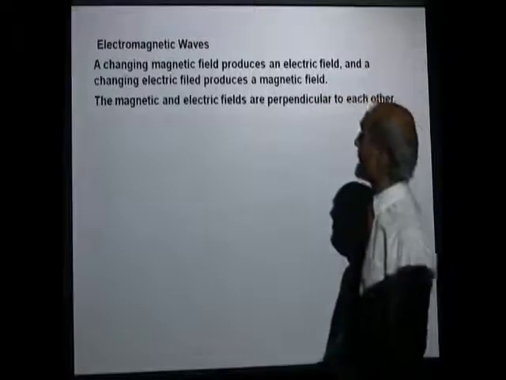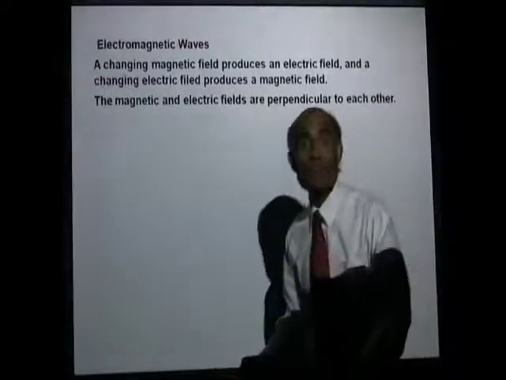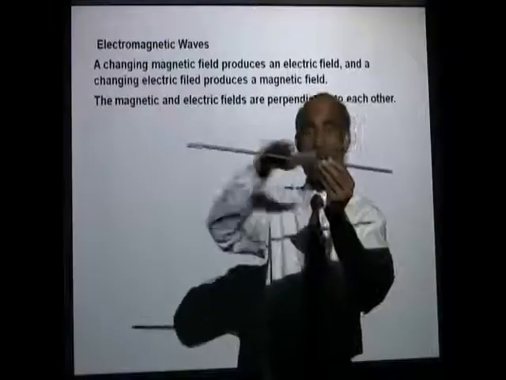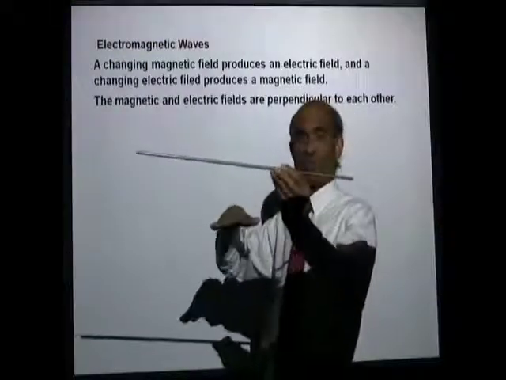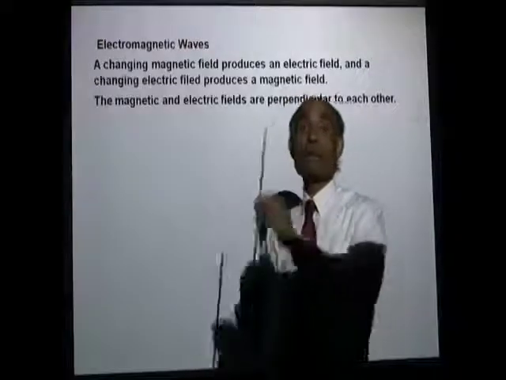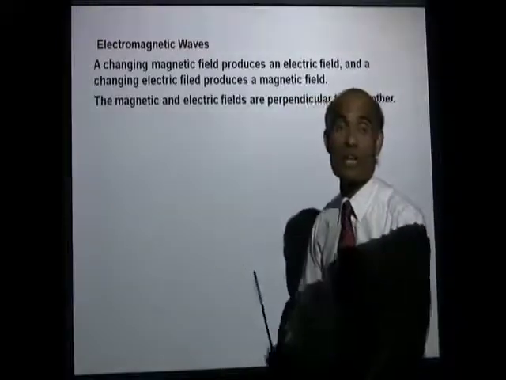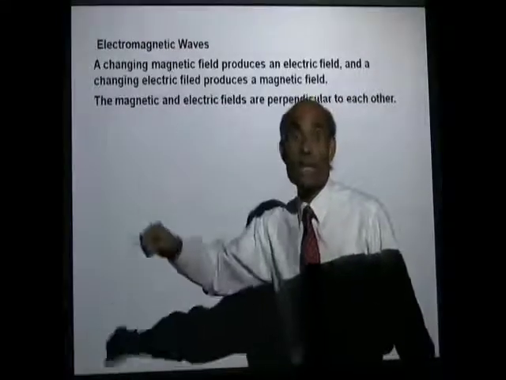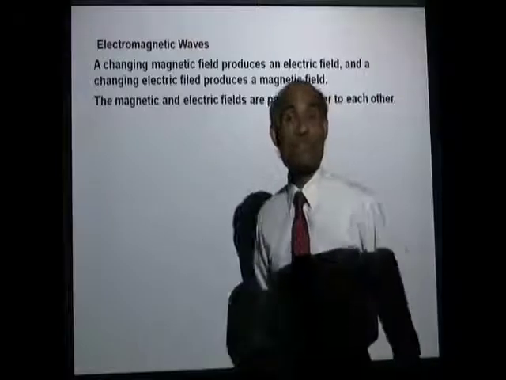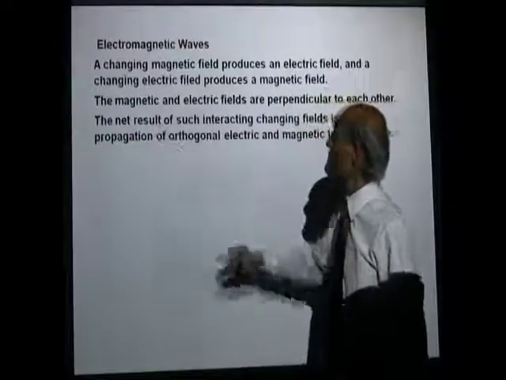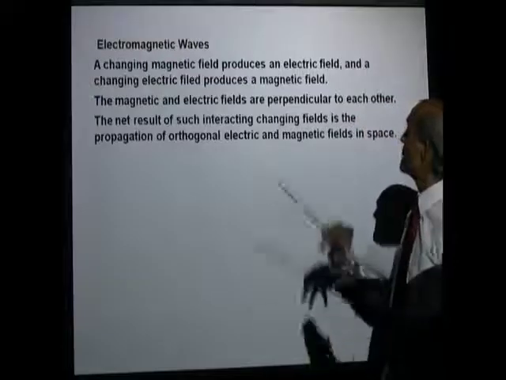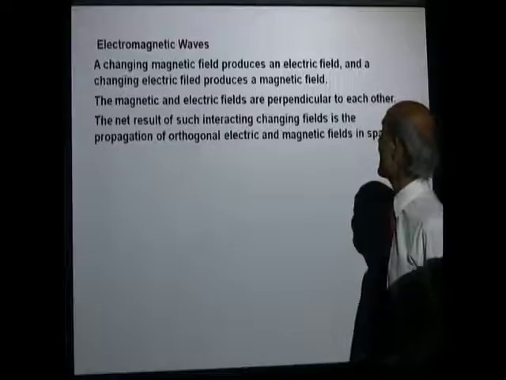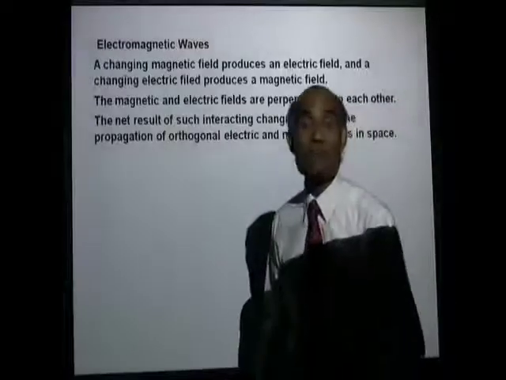Now, the magnetic and electric fields are perpendicular to each other. If the electric field is propagated in the horizontal direction, the magnetic field will be propagated in the vertical direction. And both these fields are actually alternating. That's in the form of a transverse wave. The net result of such interacting, changing fields is the propagation of orthogonal electric and magnetic fields in space.